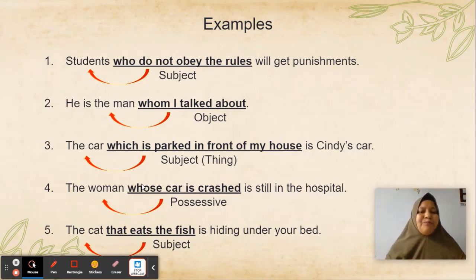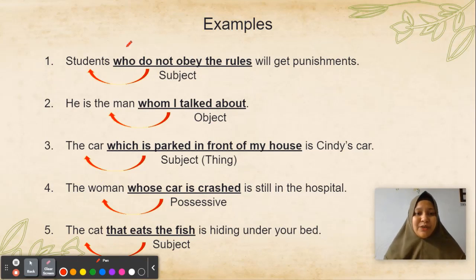Okay, number one, students who do not obey the rules will get punishment. From the sentence, we can identify the adjective clause. It is who do not obey the rules, and it modifies the students, and it is as subject because students is the subject.